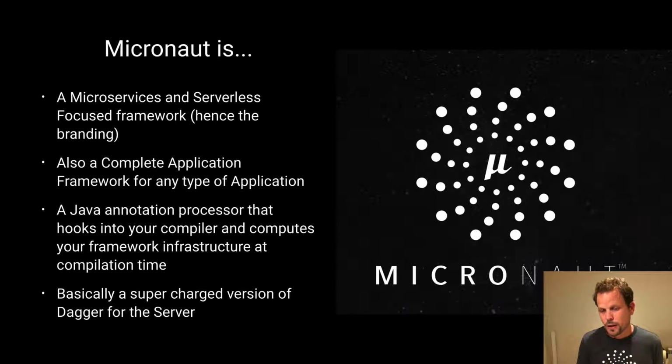So whether you're building command line apps, serverless functions, microservices, message-driven microservices, or even Swing apps, you can use Micronaut. Anything that has a static void main is fair game as far as Micronaut is concerned. The way it's built is as a Java annotation processor, so that it hooks into your compiler and essentially computes your framework infrastructure at compilation time. So the work that typically happens at runtime in a framework like Spring is moved into your compiler, and you can think of it as basically a supercharged version of Dagger for the server.